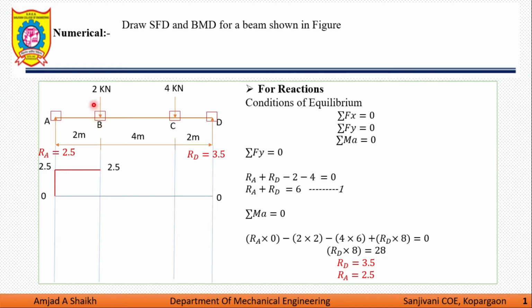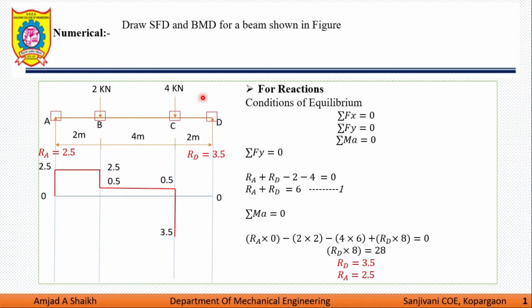After that, we are moving from left of B to right of B. There is a decrease in load. So 2.5 minus 2 is 0.5. So there is a decrease in shear force here. After this, from right of B to left of C, no load condition, we get constant shear force here, that is 0.5. Moving from left of C to right of C, the decrease in load, that is minus 4 kilonewton. 0.5 minus 4 is minus 3.5. So here we get a decrease in shear force.